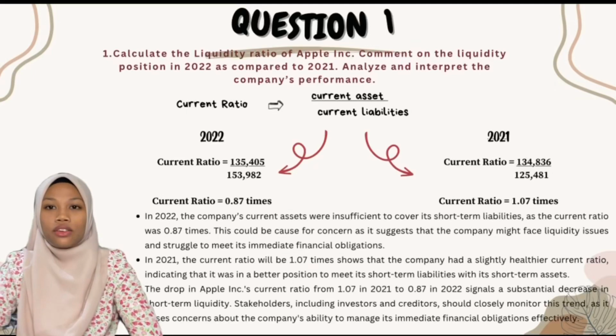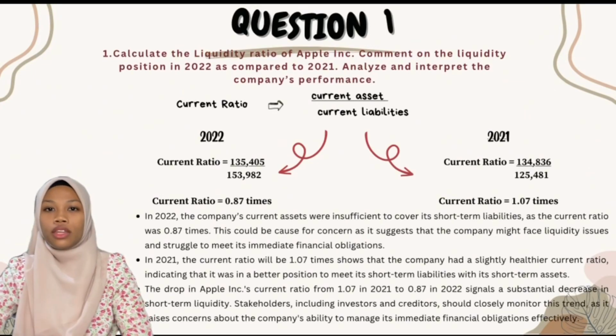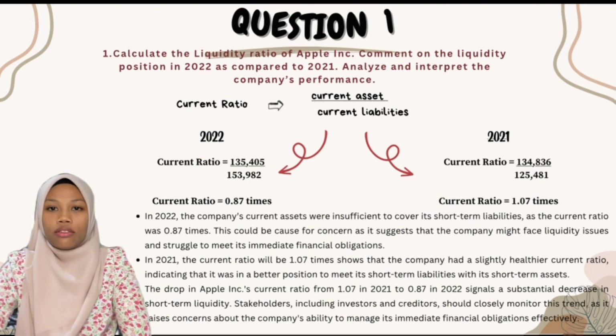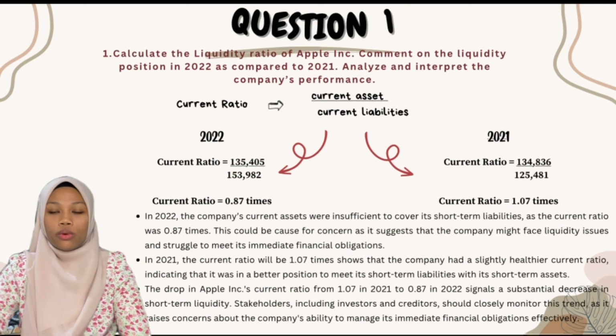Hi, my name is Wan Sofia binti Wan Hussein, and today I will explain about question 1. Number 1. Calculate the liquidity ratio of Apple Company. Comment on the liquidity position in 2022 as compared to 2021. Analyze and interpret the company's performance.